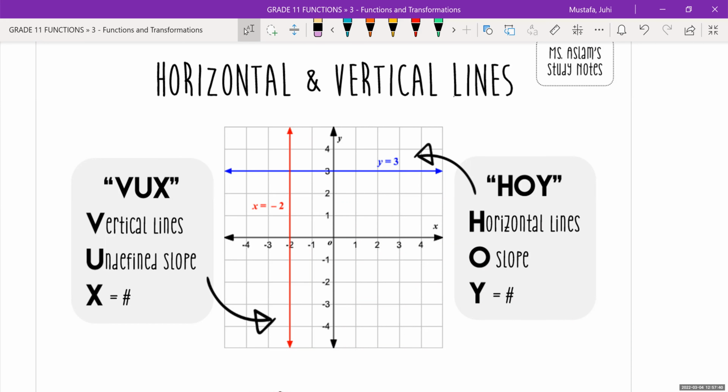And then the acronyms, books and Hoy, everyone always laughs when I say that. Vertical lines have an undefined slope and the formula is always x is equal to a number. Horizontal lines always have a 0 slope and the formula is always y is equal to a number.